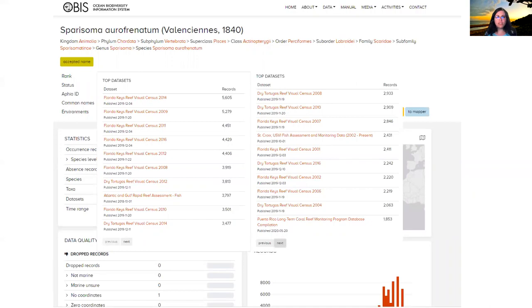And we're able to integrate these 58 data sets together because they're using the standard biological data standard, Darwin Core. So that's how we're able, in OBIS, to search for this particular species and pull out those observation records of that species from these 58 different data sets.